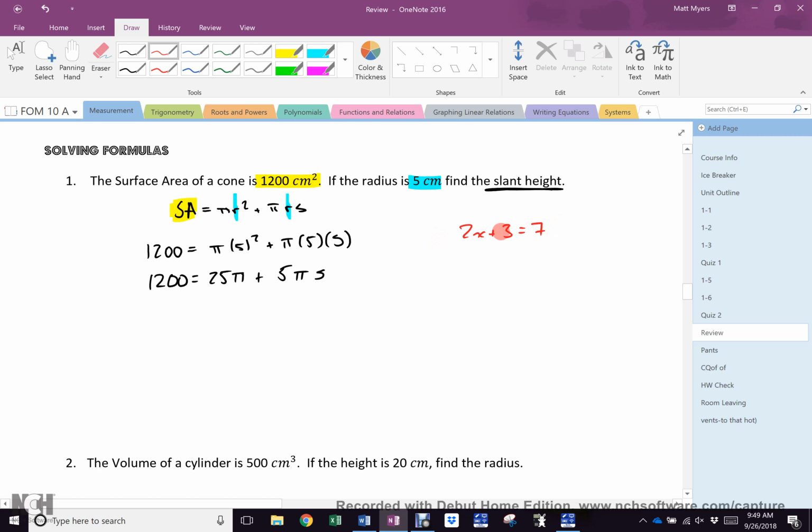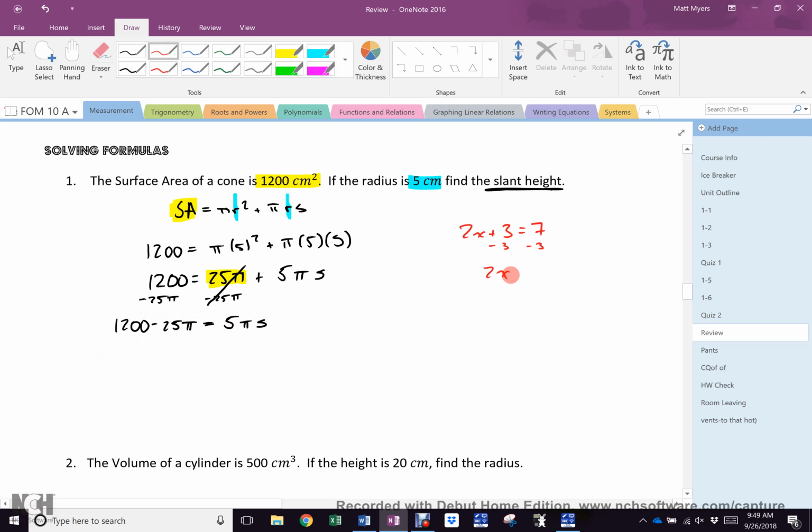So first I'm going to move this positive 3, minus 3, minus 3. Same thing over here. Right here, I have positive 25 pi, so I must subtract 25 pi. Now it's gone. I have to do the same thing over here. So now I have 1200 minus 25 pi equals 5 pi s.